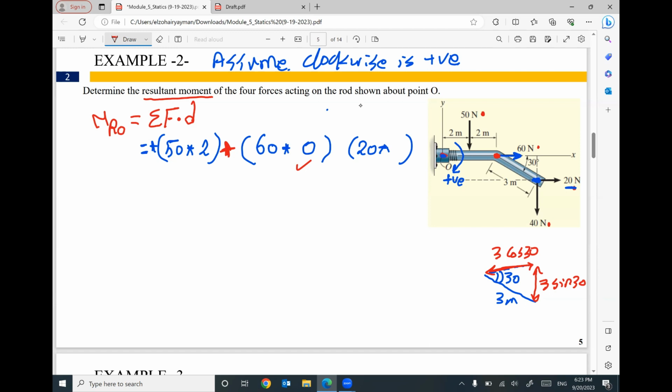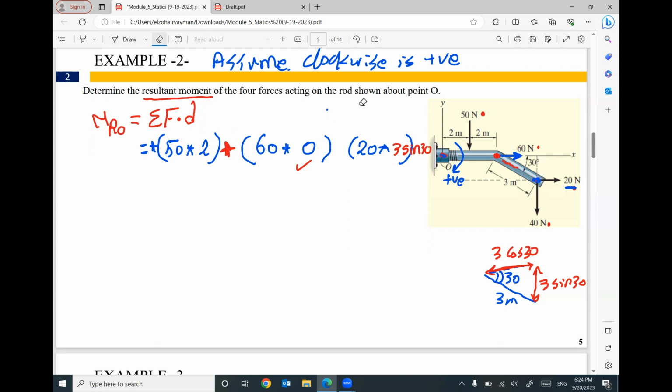Does that make sense? If you look here, this 3 meters is inclined. I can convert this 3 meters to a horizontal distance and a vertical distance. So what will be the vertical distance between 20 Newton and your point O? The vertical distance will be 3 sine 30, which is the vertical distance here. Does that make sense? And your distance and your force are perpendicular. We are good.